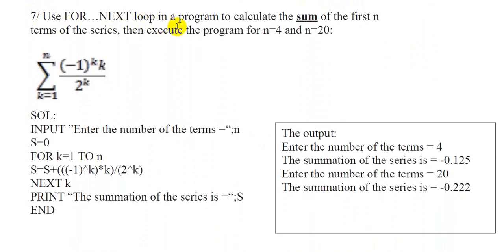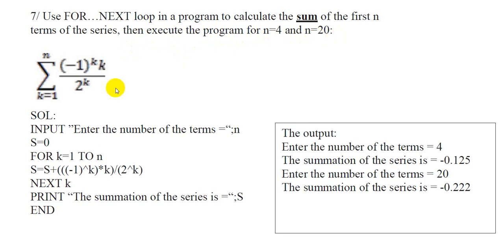7. Use a for next loop in a program to calculate the sum of the first n terms of the series. As you can see in front of you, the series is given as follows. This is a series of fractional expressions, and we are required to calculate the values for k and n in the same manner, both of them at the same time. Then execute the program for n equal to 4 and n equal to 20.